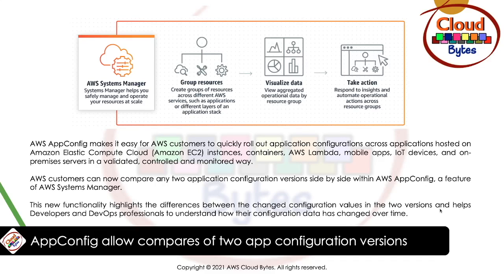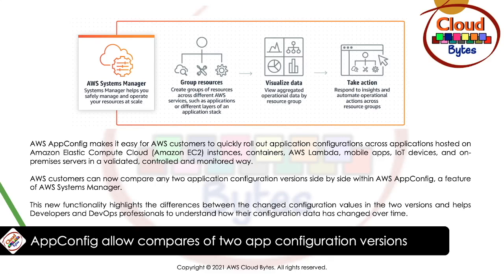AWS customers can now compare any two application configuration versions side by side within AWS AppConfig, a feature of AWS Systems Manager. This new functionality highlights the difference between the changed configuration values in two versions and helps developers and DevOps professionals understand how their configuration data has changed over time. This adds additional safety features when deploying the intended configuration values to mitigate the risk of any application outages.